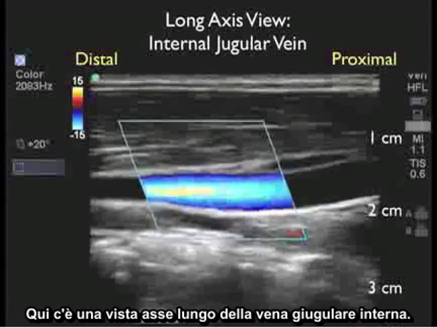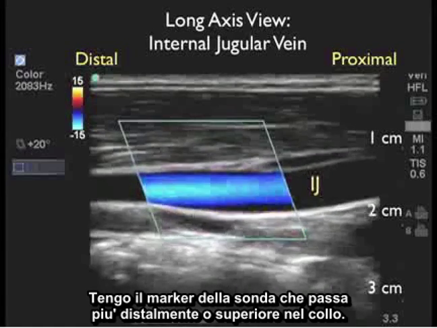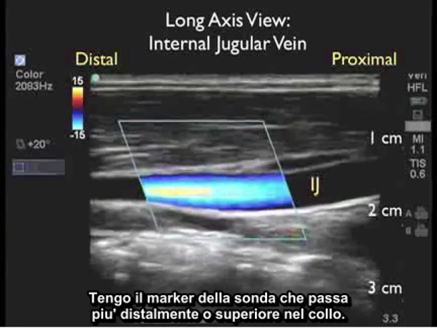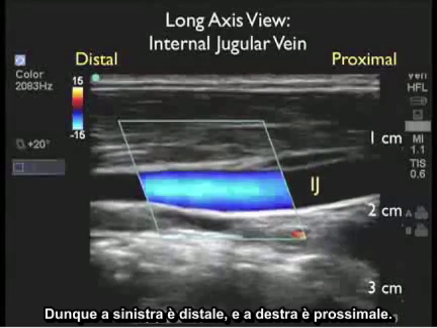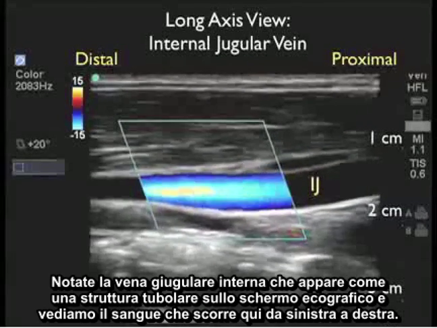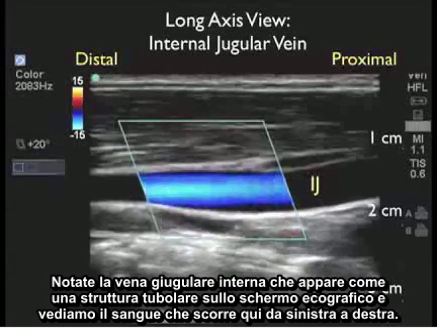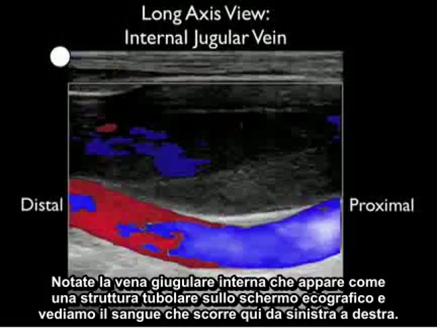Here's a long axis view of an internal jugular vein. I have the probe marker going more distally, or superior, within the neck, so to the left is distal and to the right is proximal. Notice the internal jugular vein that appears like a tubular structure on the ultrasound screen, and we see the blood flowing here from left to right.